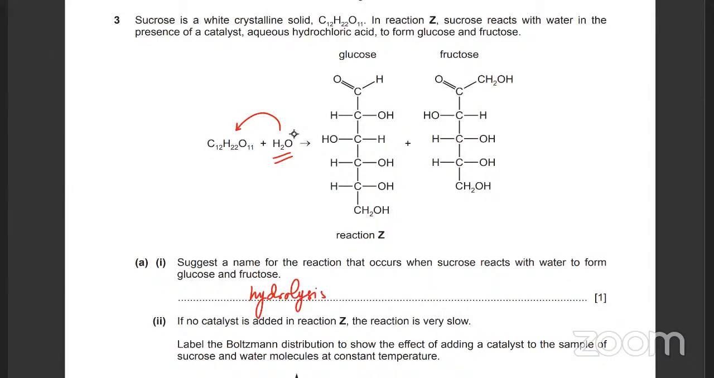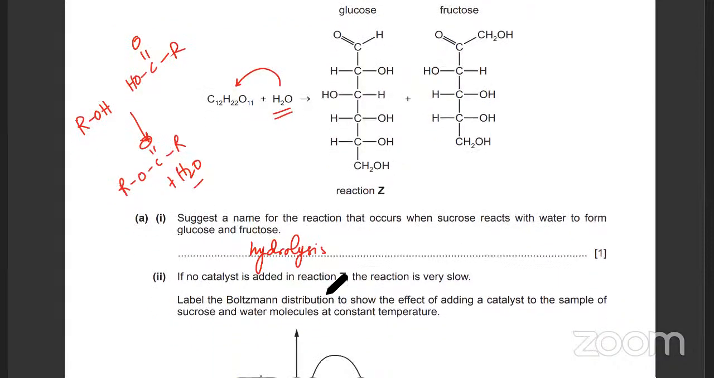There's a difference between hydrolysis and condensation. In condensation, you get one product. Esterification is condensation. If you've got a carboxylic acid and an alcohol, 2 molecules join up and form an ester, and a water molecule gets produced. The reverse of this is hydrolysis, so hydrolysis is the opposite of condensation.